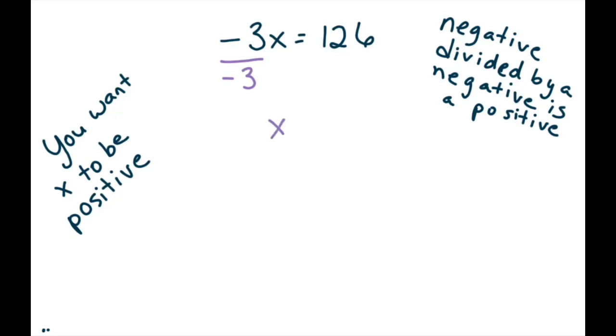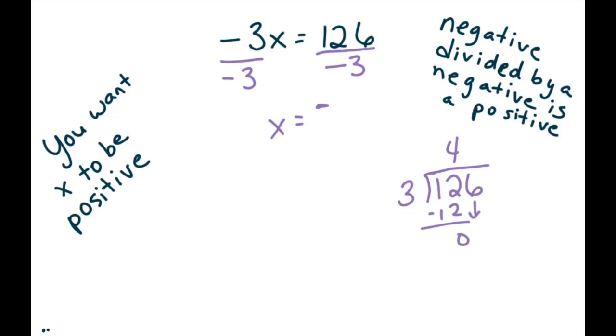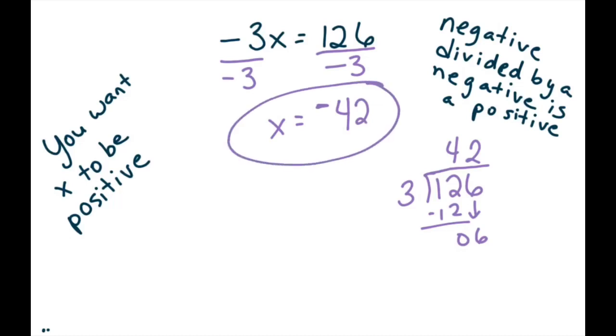So that leaves x by itself, and we have to divide both sides by 3. Remember, what we do to one side, we have to do to the other side. So now we have 126 divided by -3. So our answer is going to be negative, because positive divided by a negative is a negative. Okay, so divide by 3. 3 will go into 12 4 times. Bring down our 6. 3 will go into 6 2 times. So our final answer is -42. Make sure you write this all in your notes.